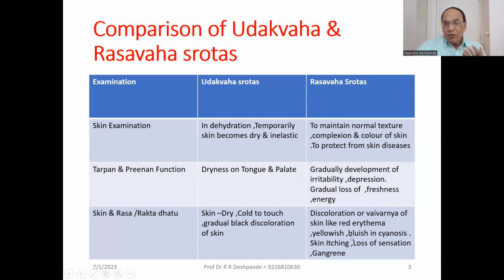But basically, if we talk about the Rasavaha Srotas, you can get the discoloration which is called Vaivarnya in Ayurveda. For example, red color may come with erythema, yellowish tinge in jaundice cases, bluish coloration of the tongue or lips with cyanosis, then skin itching may be there, then loss of sensation, for example in leprosy patients or Kushtha Vyadhi. Then there may be ischemic conditions of the limbs or of the skin, and that can finally come as a gangrene problem. Gangrene is called Kotha in Ayurveda.